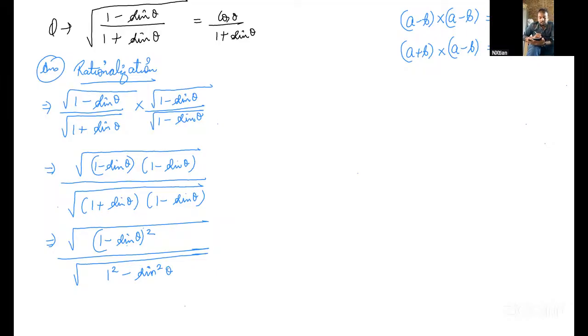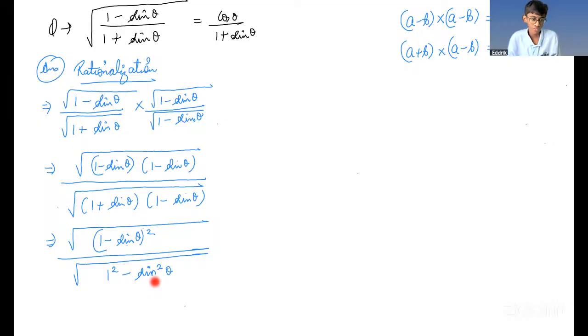Did you understand, guys? If you didn't understand, please ask me. Okay, why did I write this? 1 minus sine theta, 1 minus sine theta. I just wrote a minus b into a minus b is a minus b whole square, so I wrote 1 minus sine theta whole square. And 1 square minus sine square, why did it become that? Because a plus b, a minus b becomes a square minus b square, which is 1 square minus sine square theta. Did you understand, guys?